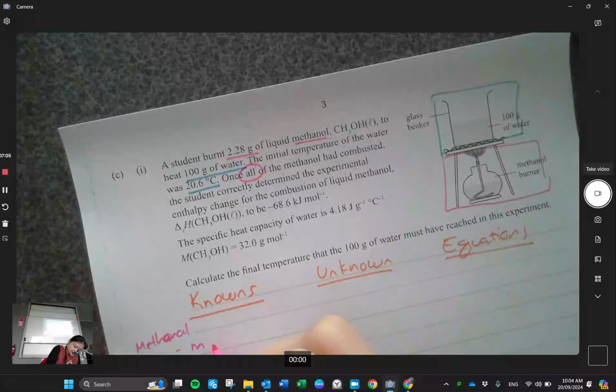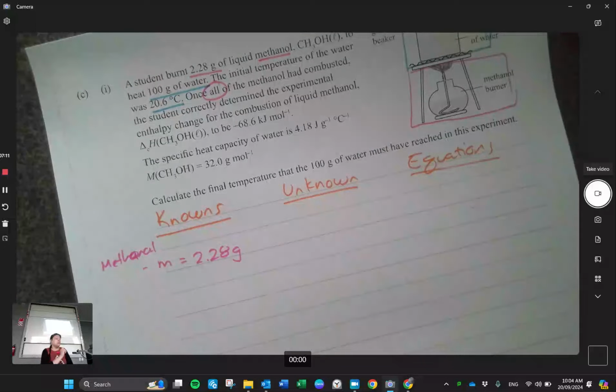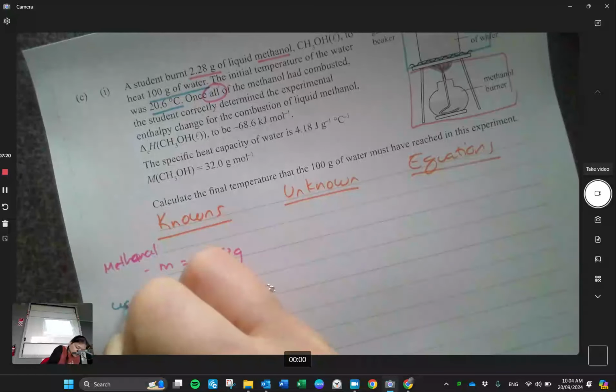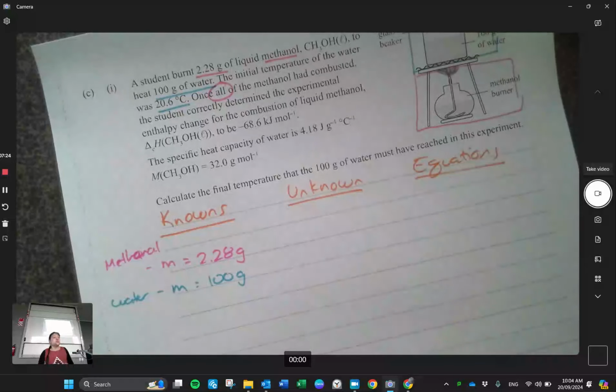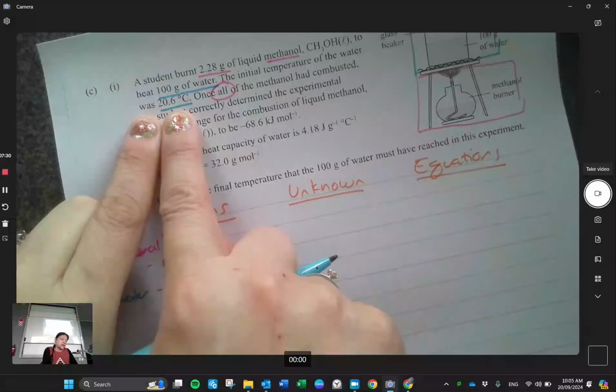My mass is equal to 2.28 grams. So I'm already starting to make notes of what things are. I'm also, like I said, trying to keep organized. The mass of the water is something I can also write down. So mass, and this is of the water, is equal to 100 grams. I want to make sure that I know which one's which, because I'm going to need both of them with my calculations. It says the initial temperature is 20.6.